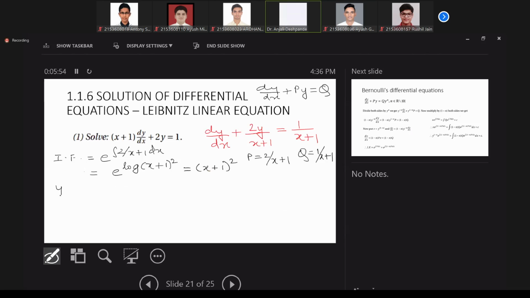So y into integrating factor, so x plus 1 square is equal to integration of, I hope you have noted down the formula, q, that is 1 upon x plus 1 into integrating factor, that is x plus 1 square dx plus c. Now this will cut out.